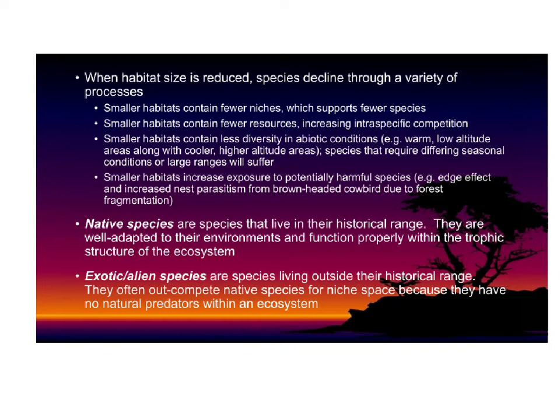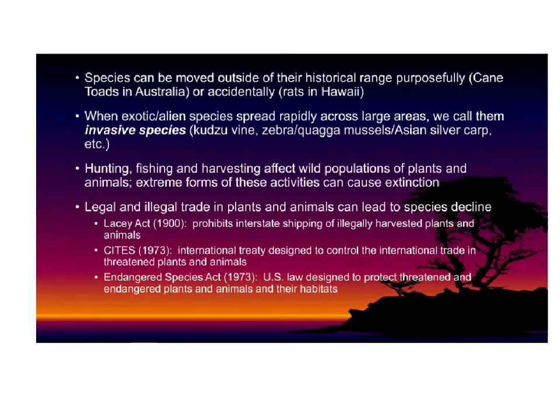Native species are species that live in their historical range. They're well adapted to their environments and they function properly within the trophic structure of the ecosystem. Exotic or alien species are species that live outside of their historic range. They often outcompete native species for niche space because they have no natural predators within an ecosystem. Species can be moved outside of their historical range and become exotic or alien either purposefully or accidentally.